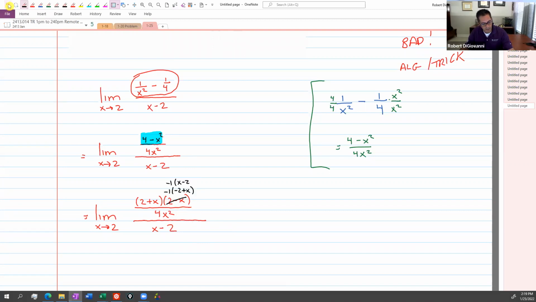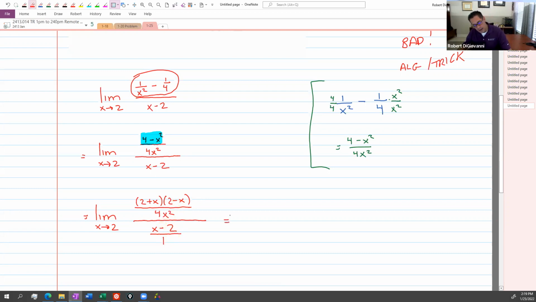Actually, let me do it this way. I want to do one more thing before I get to that. Okay, here's what I'm going to do, and hopefully this will help everyone. I'm going to rewrite this bottom piece as x minus 2 over 1. That way it looks like I have a fraction over a fraction. You all see that? Fraction over fraction.